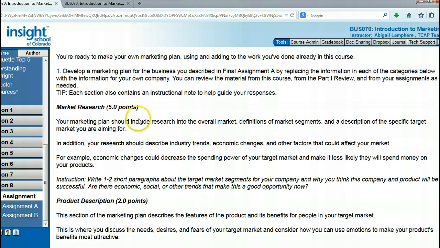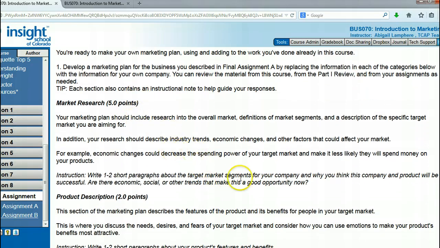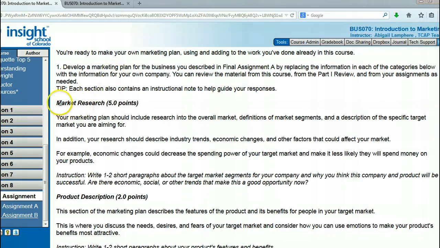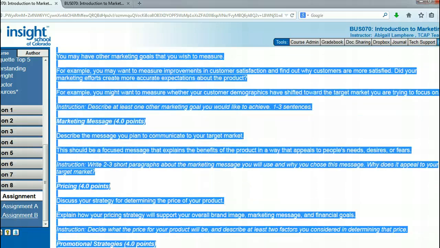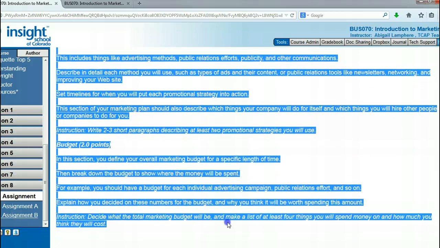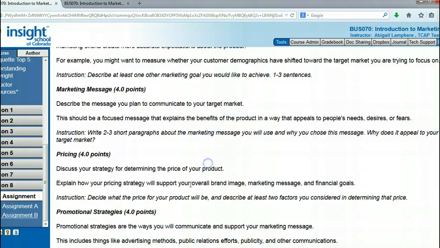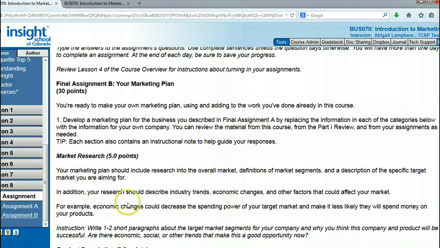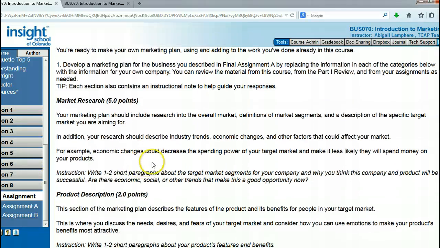So you're definitely going to want to dig up some of your old assignments to help you through this, and definitely download this part 1 review. For this first part, you can highlight all of this and copy and paste it into a Word document, use that as your template, and then go in and put your own information under each section.